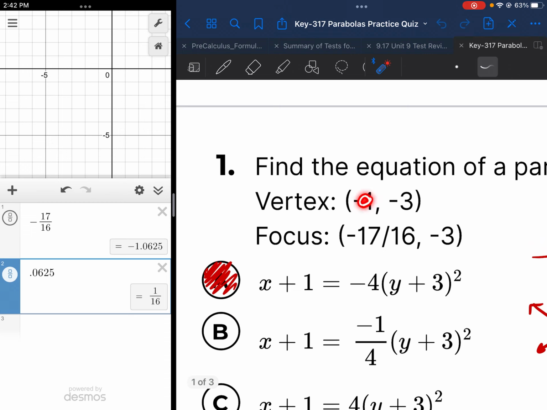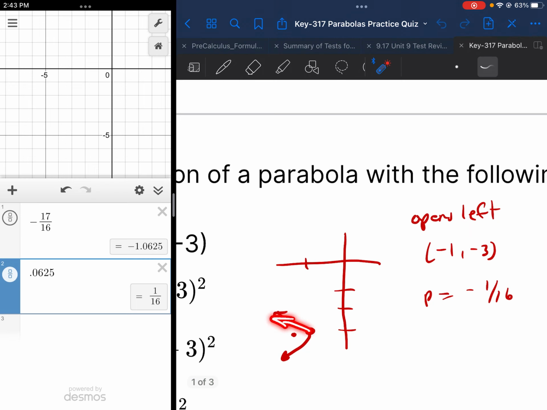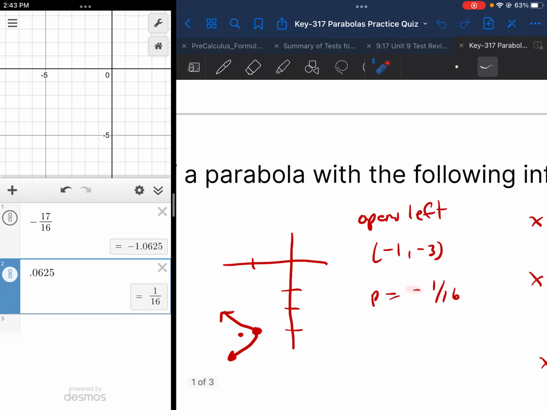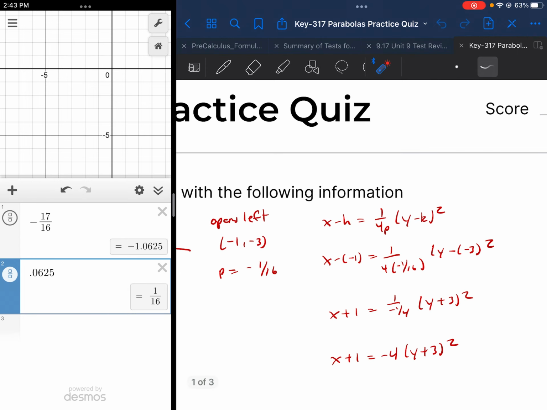Or we can just change the -1 to be -16/16, and now it's really easy to see that the distance between these two is just 1/16. And notice that because we are opening left, and left is a negative direction in the x direction, our p-value has to be negative. Once we have that information, we start to plug in the pieces to the skeleton of the equation. Opening left means we have a horizontal parabola. Horizontal means we're starting with x, so we know which equation to use.